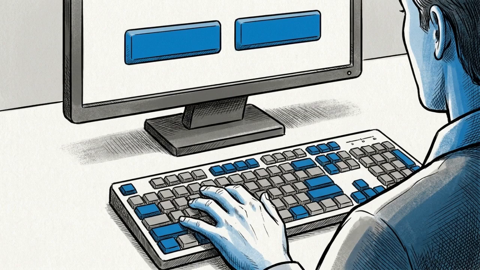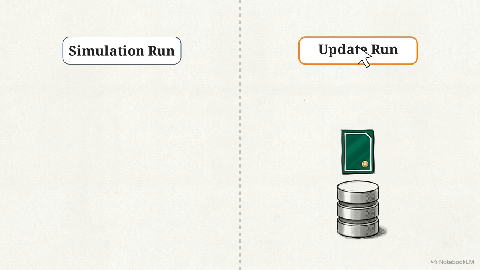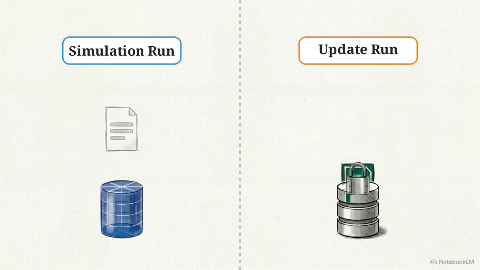the execute button. The first option is the update run. This is a live execution that establishes a permanent financial reality in the system. The second option is the simulation run. This is a temporary, isolated execution used entirely for testing logic.